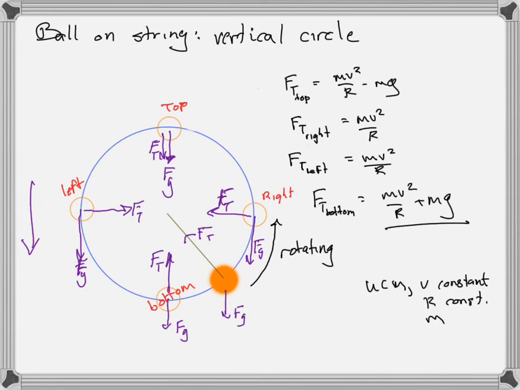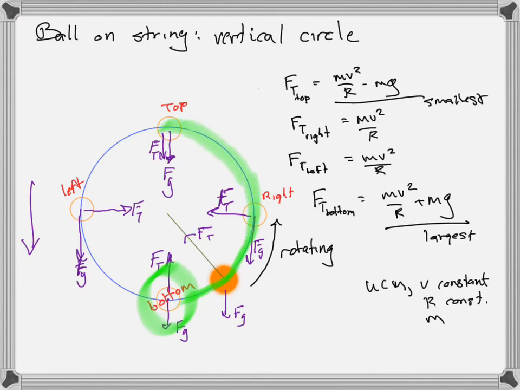And where is the tension the smallest? Tension is the smallest at the top, where the gravitational force is pulling down to help alleviate the tension on the string. The gravitational force is actually helping the ball move in the circle. And the tension on the right and left are somewhere in the middle. So what happens to the tension as we go around? Let's start at the bottom. It's largest at the bottom, it gets smaller as we go around, and it's smallest at the top.